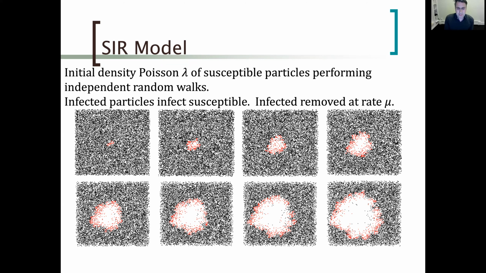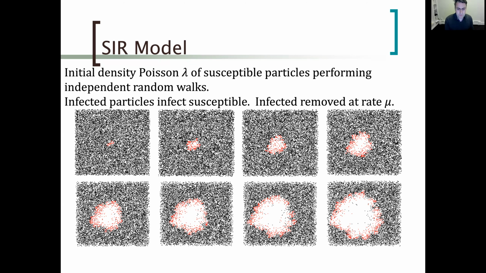We were interested in looking at the SIR model in an interacting particle system setting, where we have particles in the plane. All my pictures are going to be in 2 dimensions, but you could do this in higher dimensions too. So you have particles representing individuals in the plane. They're all moving around independently, doing continuous time random walks. And initially they're all susceptible. And then we add at the origin one infected particle.